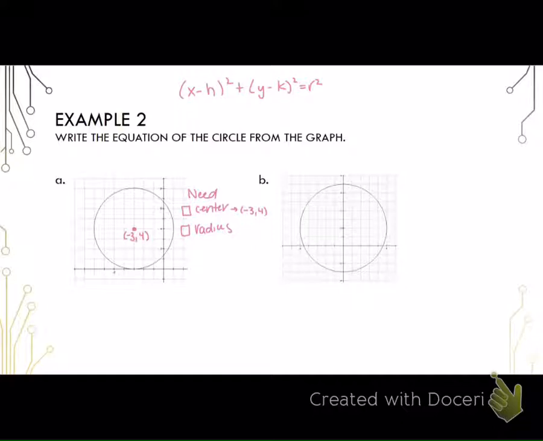Radius, you can literally just count exactly how far out it is. Just choose a horizontal point away from it. Do you guys notice that you can count on a horizontal line how many spaces it is? Remember the definition of the radius: it goes from the center to a point on the circle. So if you count that, that is 4. So we have a radius of 4.